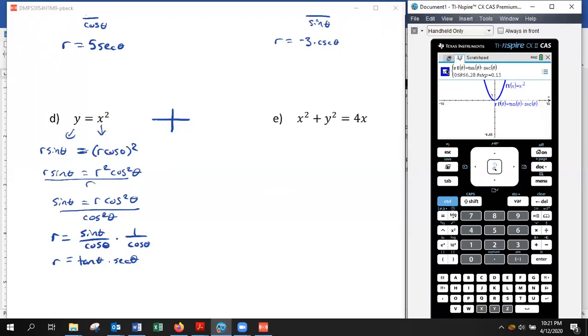Now, if you look at it, you say, okay, which one's going to be more beneficial? It really depends on what system you'd like to use.